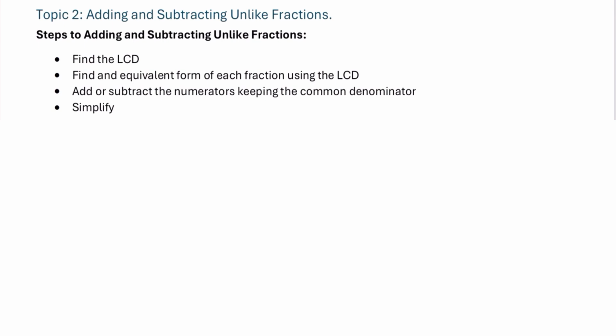For adding and subtracting unlike fractions, we first find the LCD, the least common denominator, then find equivalent forms of each fraction using the LCD. Next, we add or subtract the numerators and keep the common denominator the same, and then simplify if possible.